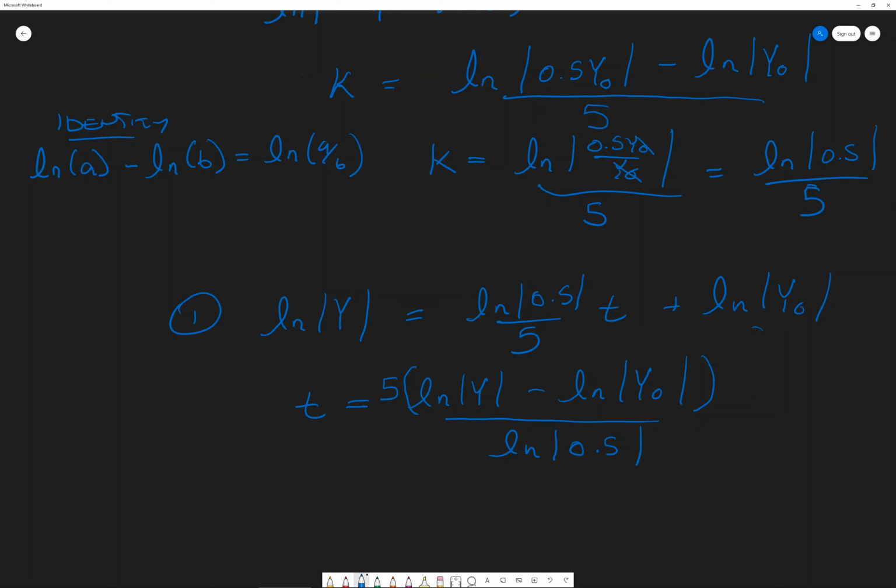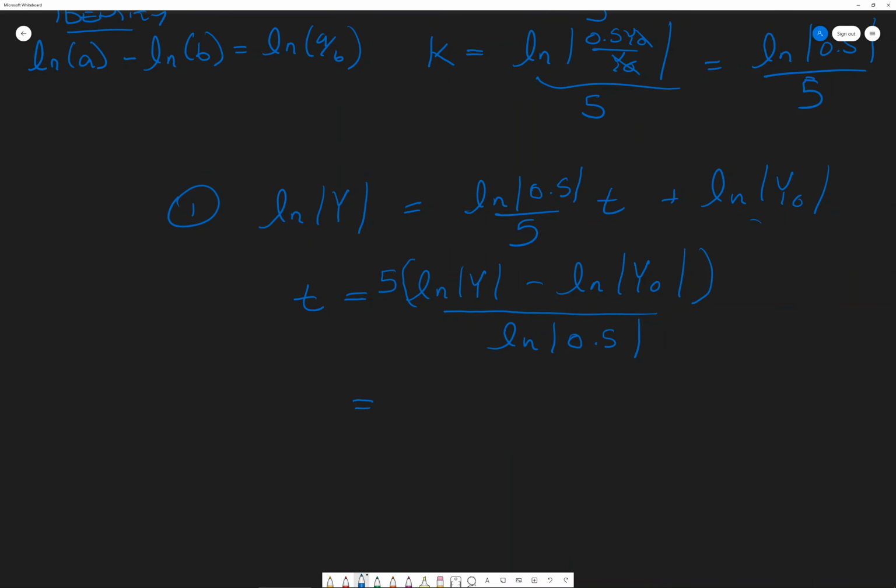Now we can take this. This ln of y minus ln of y naught becomes the ratio. Let me move this up. Let's make more space here. So t equals 5 times ln of y over y naught, divided by ln of 0.5.